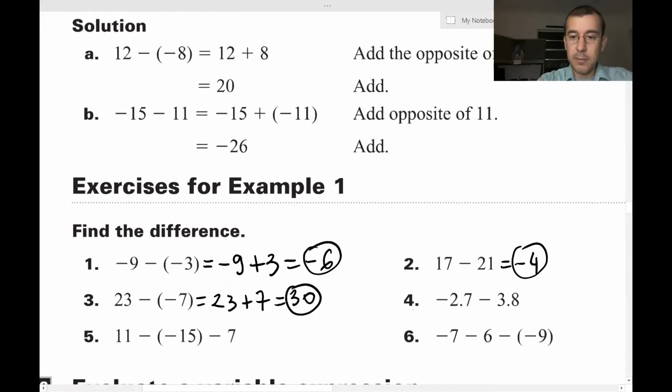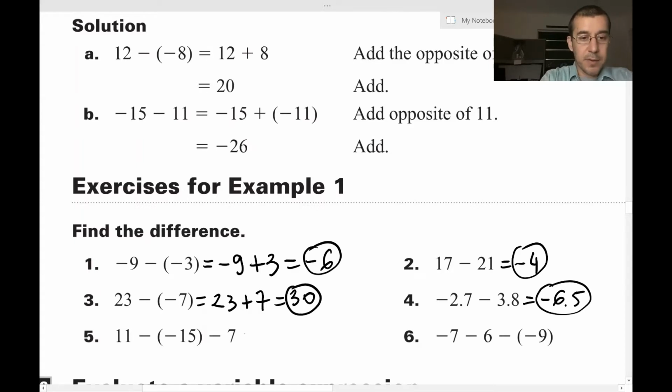Okay. Number 4, we're adding up two negative numbers, so this is 2 and 3, 2 plus 3 is 5, and then we have 6.5 because 0.8 plus 0.7 is 1.5, so 5 plus 1.5 is 6.5, and then the sign is minus, so minus 6.5.